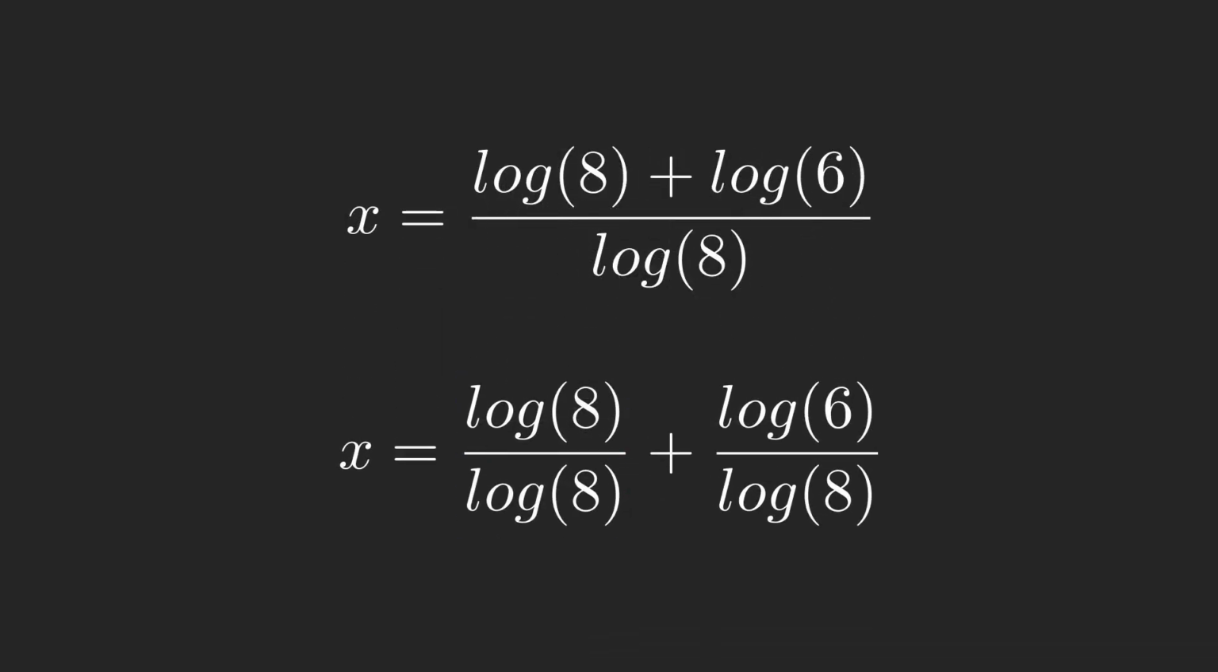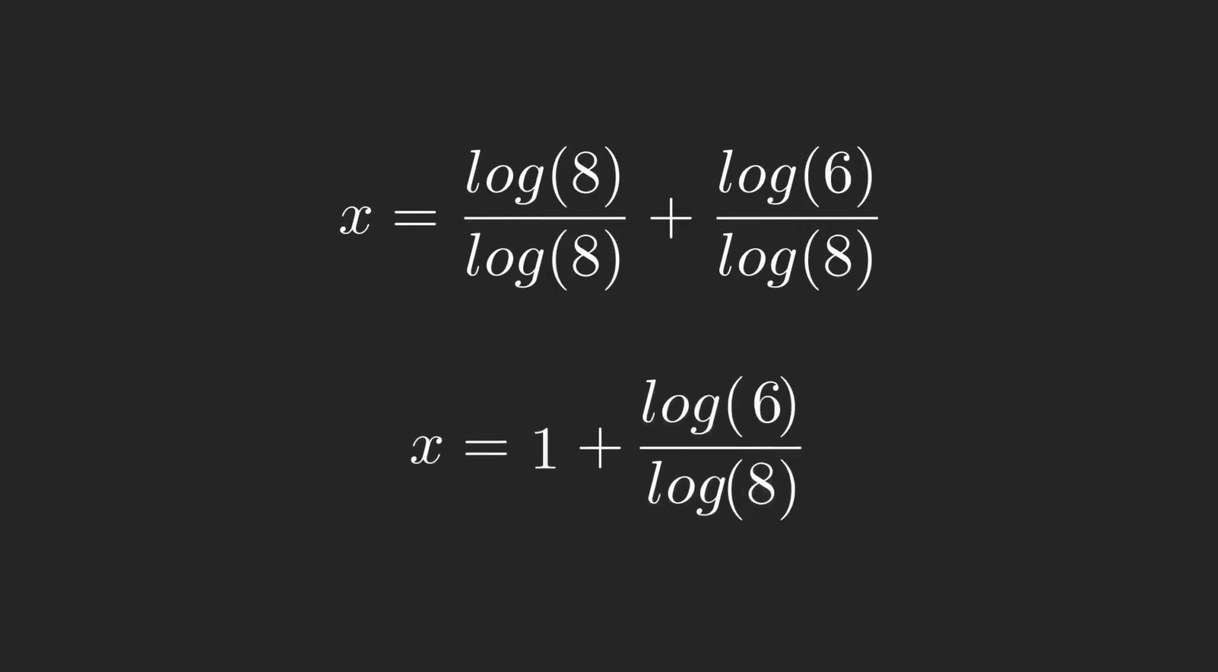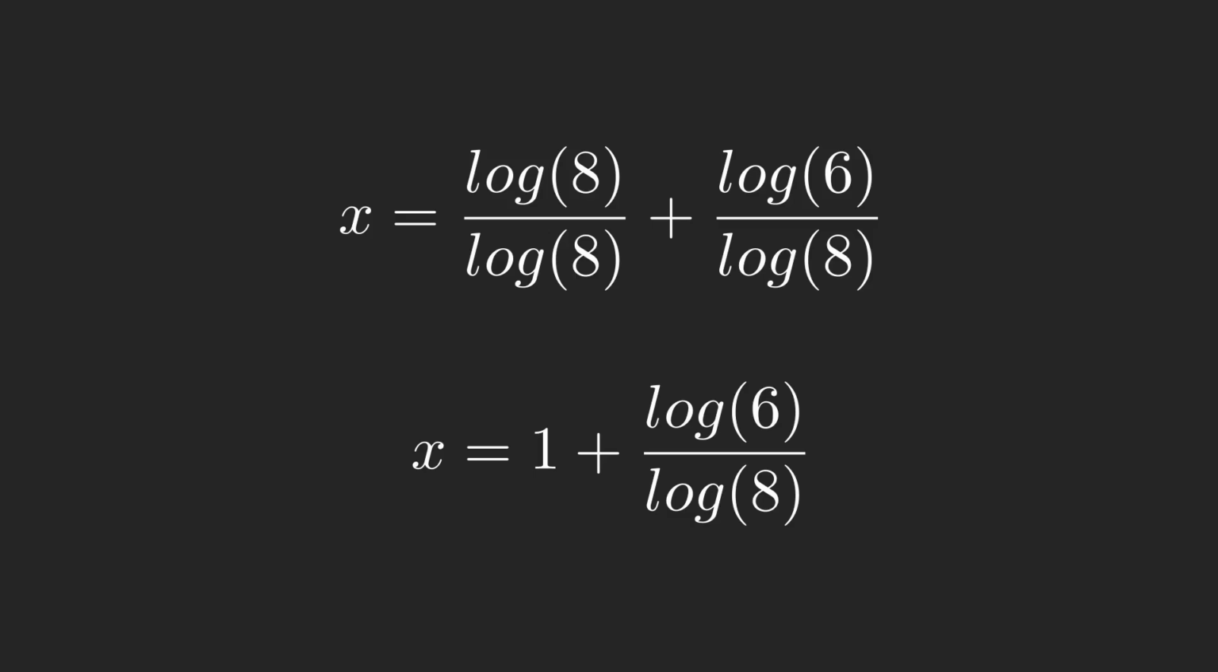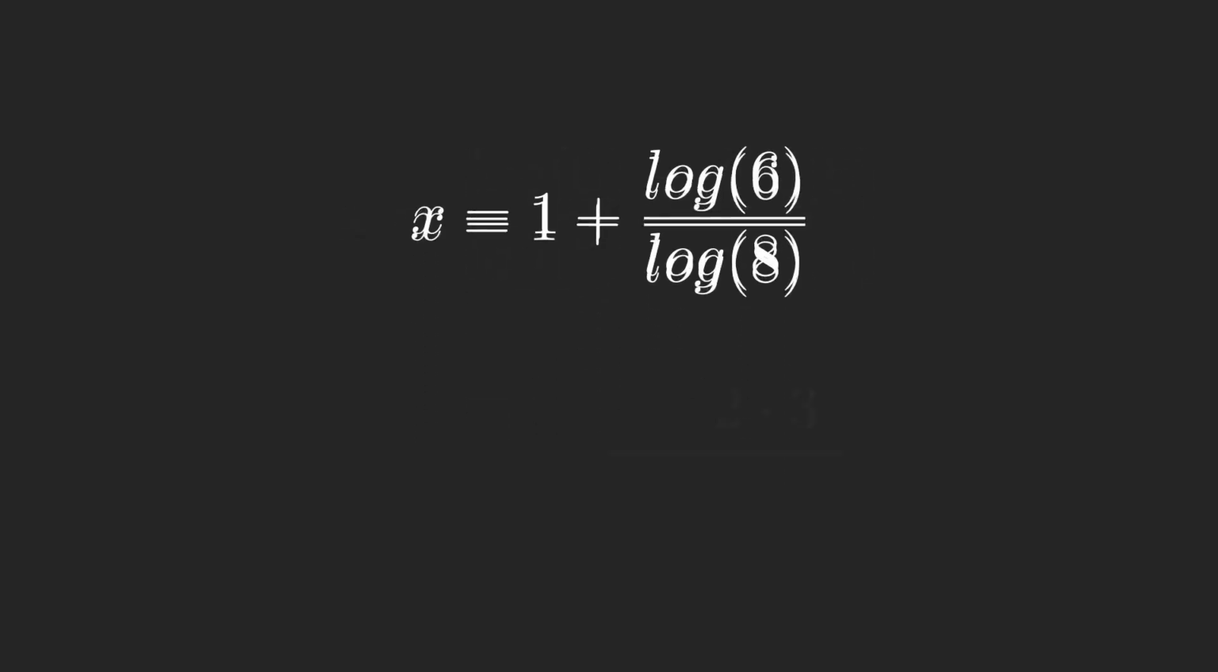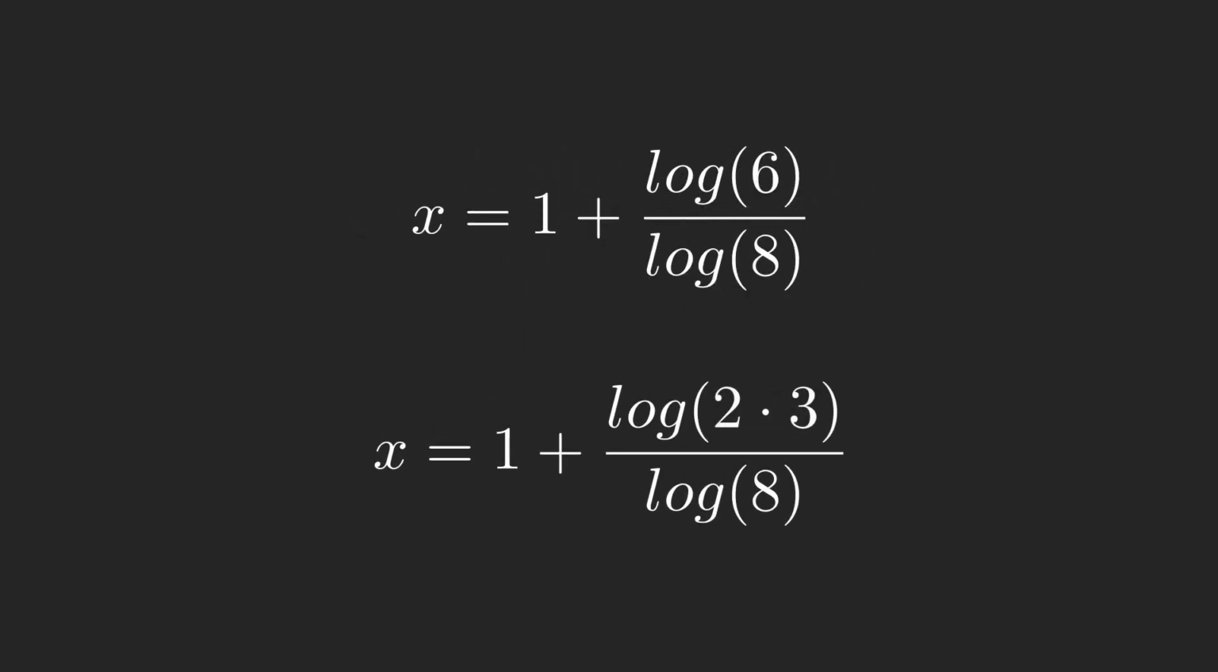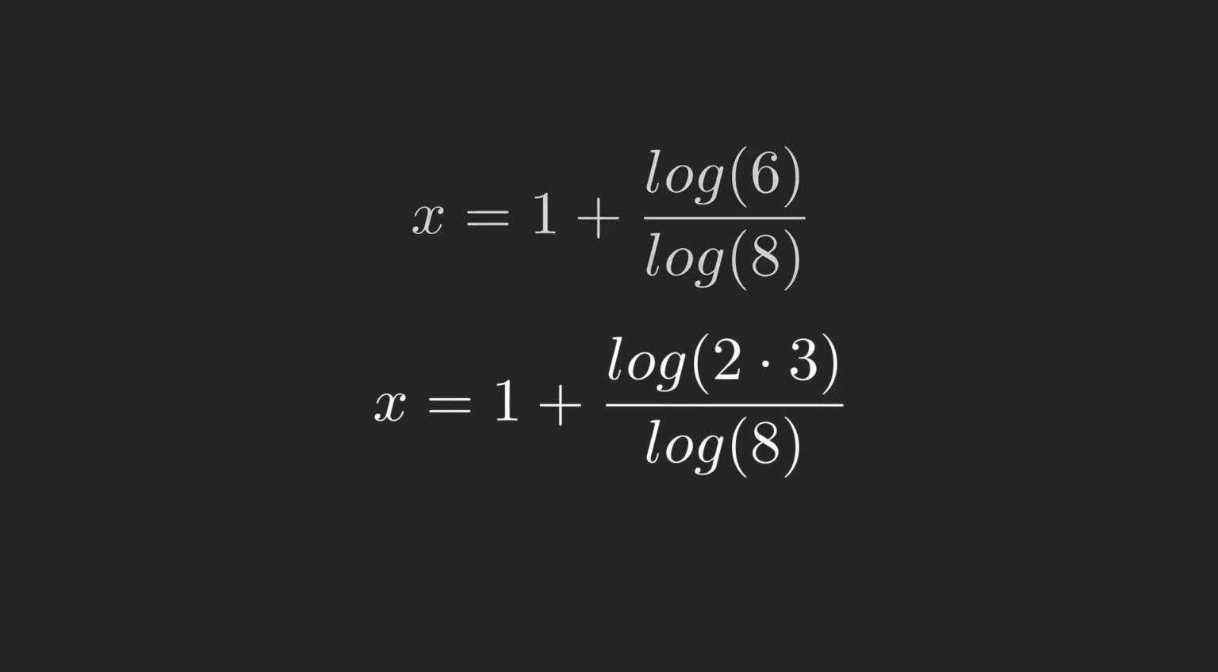In the first term, we now have log of 8 over log of 8, which is equal to 1. 6 from the numerator is now written as 3 times 2. This is once again done so that we can later split the logarithm into two new ones. But first, we also rewrite 8 from the denominator as 2 to the power of 3.